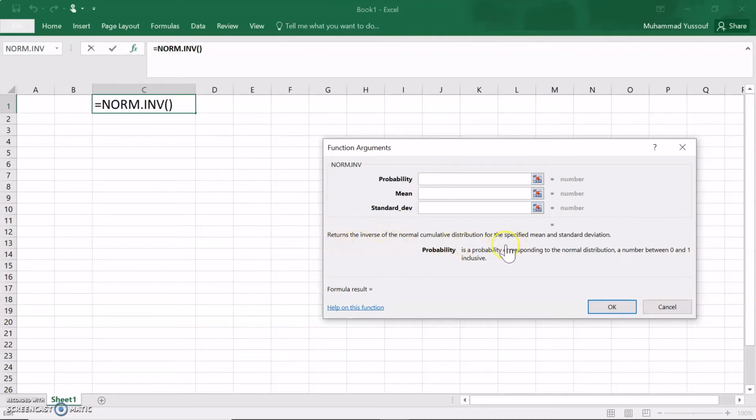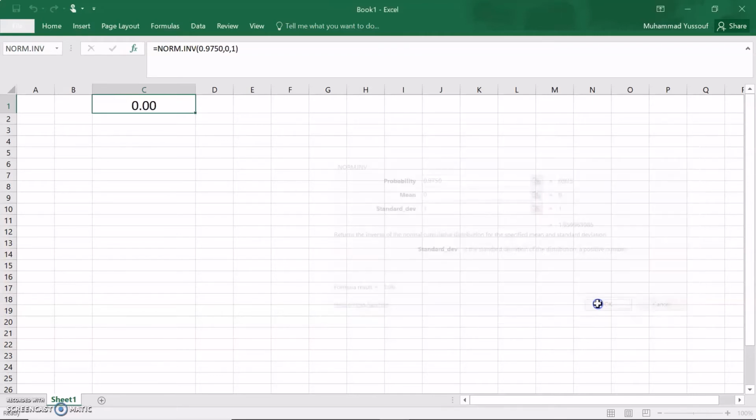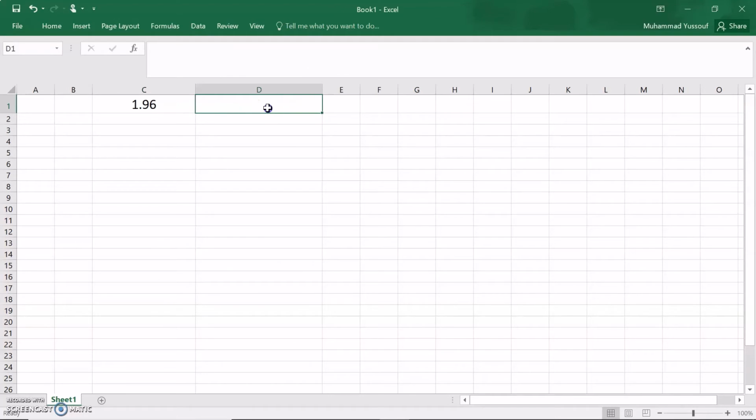This is also mentioned here, what it is looking for in every text box. So what is the area it is asking for? The area was 0.9750, and it is asking for the mean. The mean was 0 and the standard deviation was 1, right? So the answer comes out to be 1.96.